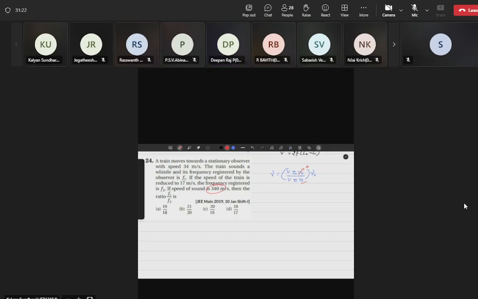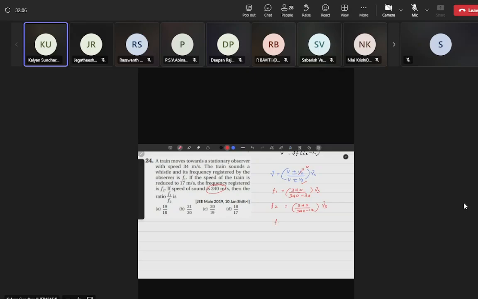The first option. Let's check. So f1 will be equal to 340 divided by 340, and is it plus or minus? The train is approaching the observer. Correct? When approaching, what happens? The frequency heard by the observer will be more. So the denominator will be minus, minus the velocity of 34. And 340 divided by 340 again minus 17.